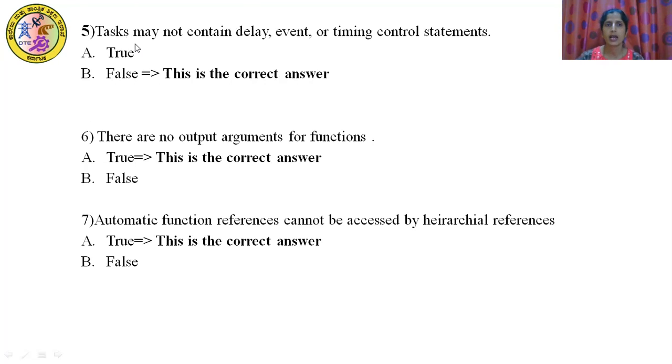Next question: tasks may contain delay, event or timing control statements. Option A, true, and option B, false. Actually tasks can contain delay, event or timing control statements, and hence the statement is false. So option B is the right answer. Sixth question: there are no output arguments for functions. Option A, true. Option B, false. So option A is the right answer here.